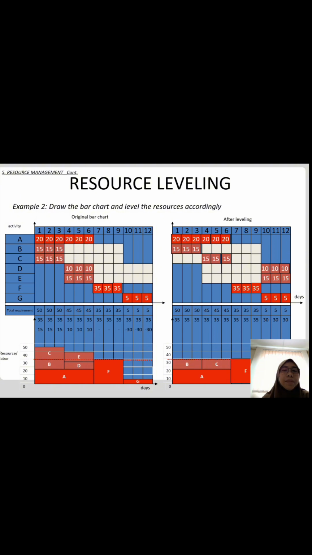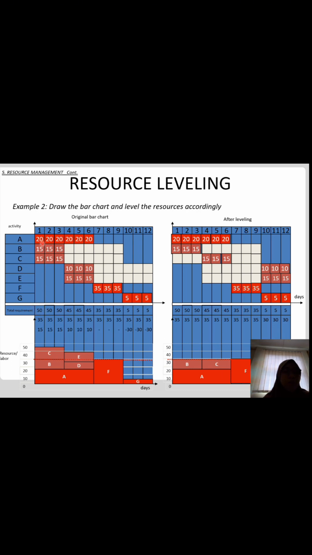Okay. After that, according to the highest total duration of the project, which is 12 days, we will do the bar chart and put the number of labor that have been displayed in the question, where activity A is 20, B 15, C 15, D 10, E 15, F 35, and G 5. Okay, after that, we need to calculate the total requirement of the labor.